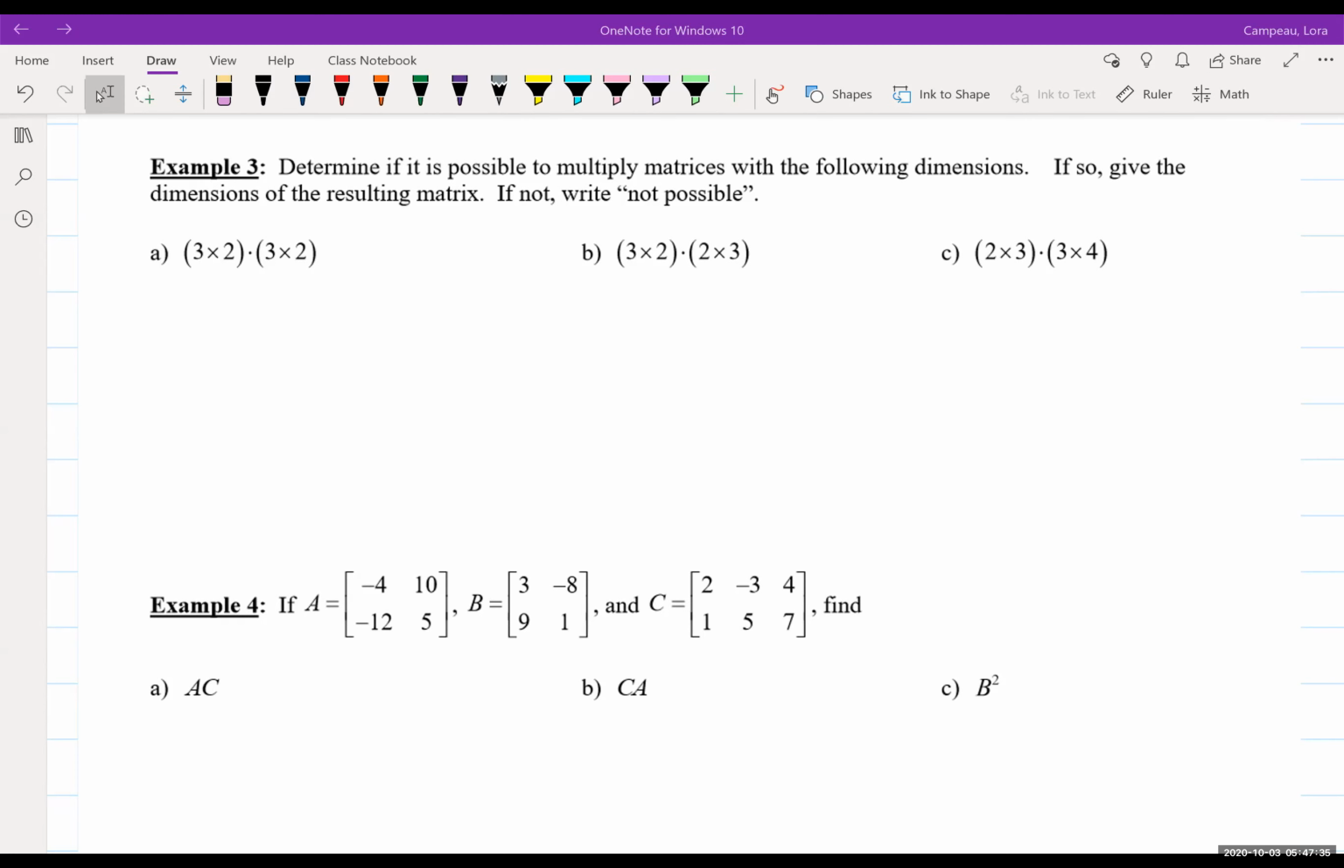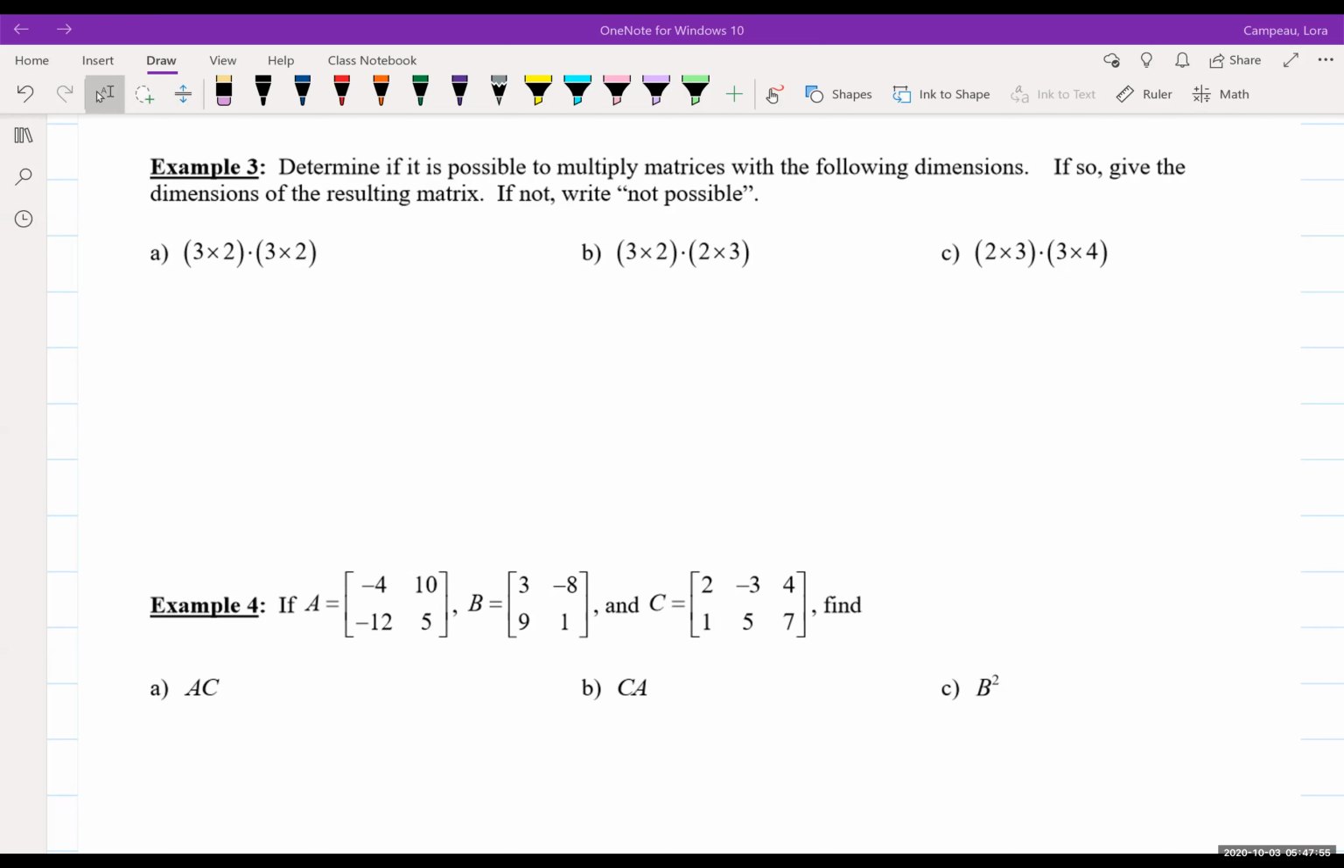So let's do a quick exercise on determining whether or not we can multiply matrices with the following dimensions. This is always nice to determine ahead of time so that you know what to expect. But if you do move on to higher math classes, if you ever have to multiply matrices by hand, you definitely want to know right away if the answer exists before you start doing all of the work.